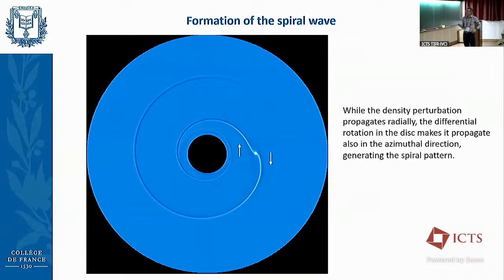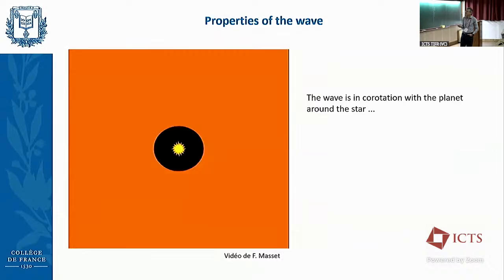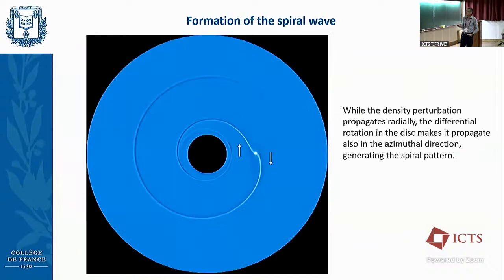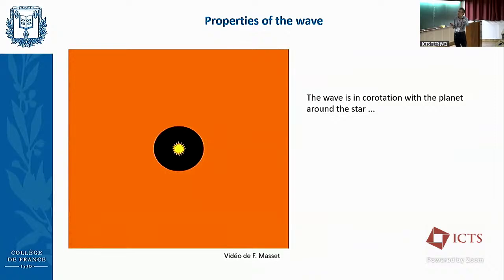And now that we have understood why the wave is generated, we can try to understand why planets migrate. So the effect of the planet is to break the axisymmetry, the axial symmetry of the disk, because now we have this wave which acts as an overdensity. So let's see first the wave.